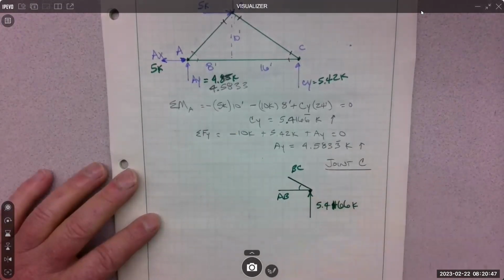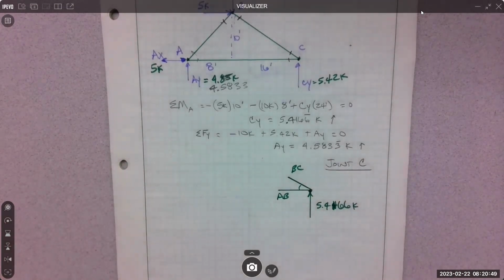Joint C, label it for me. Figure out this angle and then try and figure out these directions. I'll give you a few minutes.